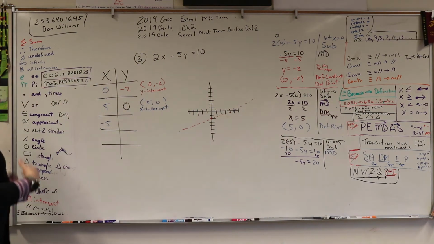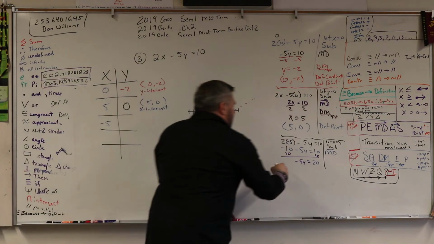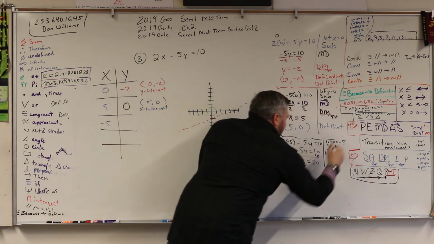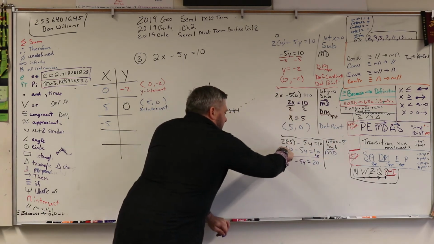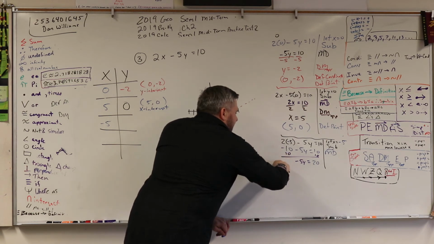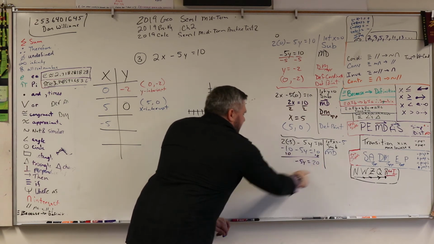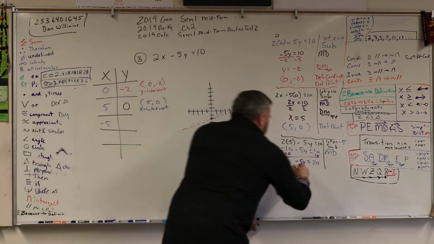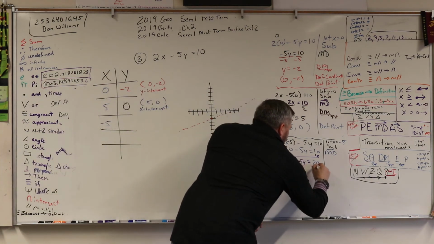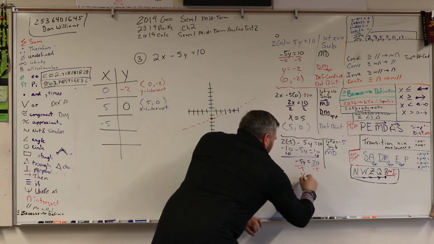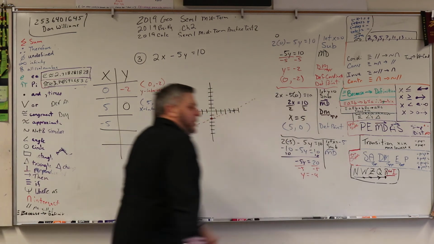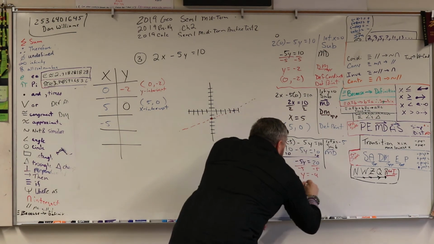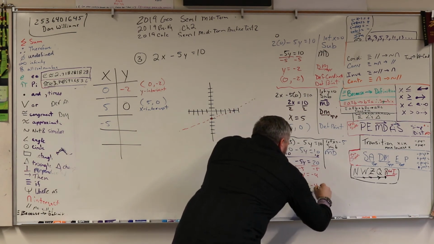Right? Same kind of idea. Okay? So I'm putting in a negative 5. So let x equal a negative 5. Plug it in, get negative 10. Add 10 to both sides, get negative 5y equals 20. And then I need to solve, right? So divide by negative 5. And I get y is equal to negative 4. So where's my point? My point is negative 5, negative 4.